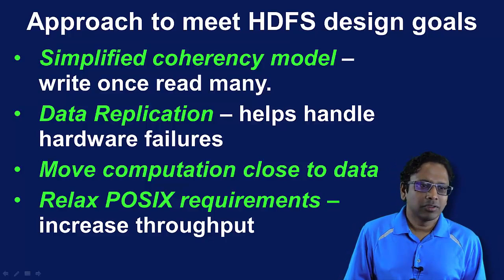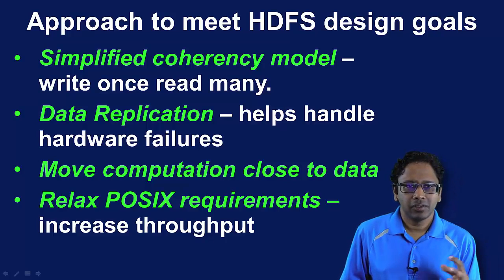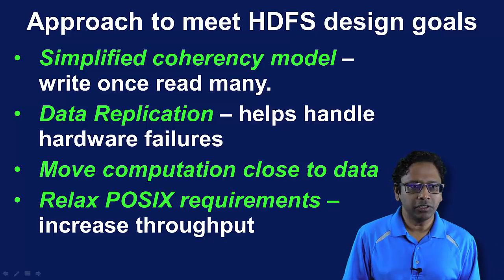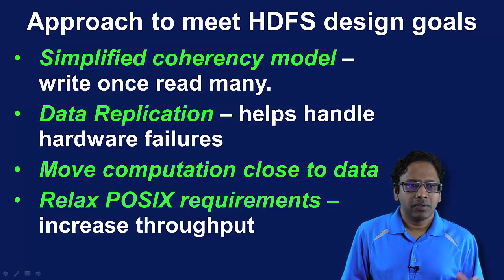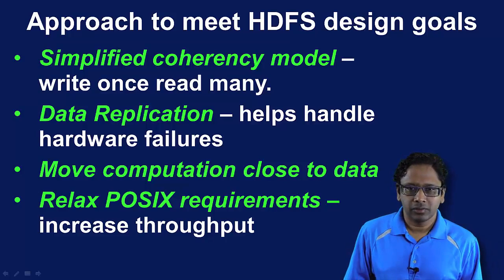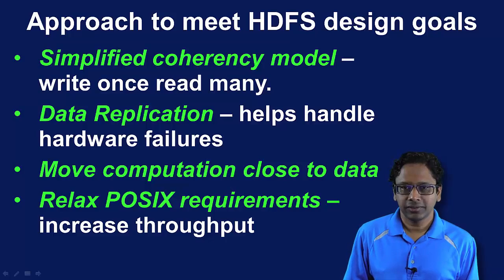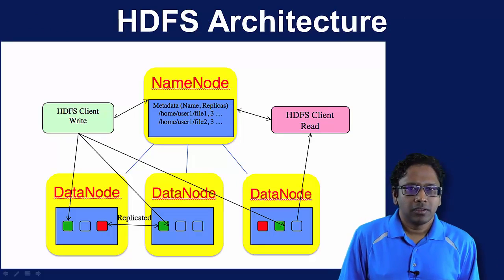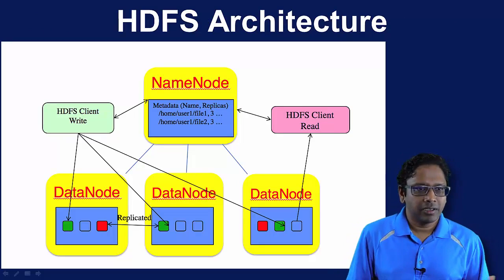The next thing to do was to move computation close to the data, so you're not moving data around. That improves your performance and throughput. Some of the POSIX requirements were relaxed to increase the throughput, and we'll see an example of this with the client-side buffering of writes in a little bit. So the ultimate HDFS architecture looks like this.